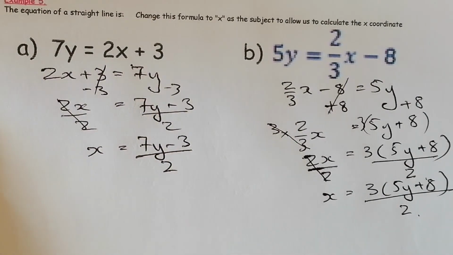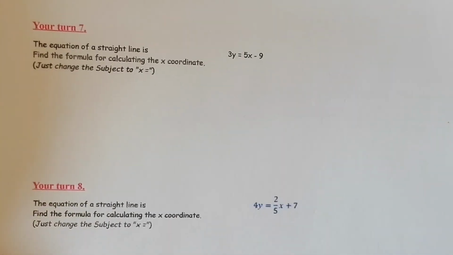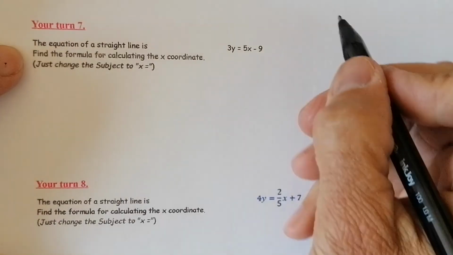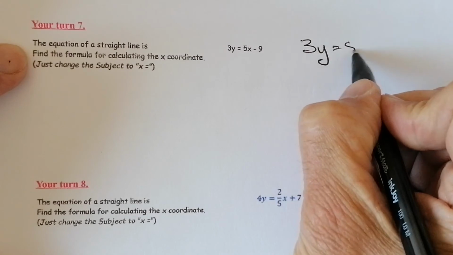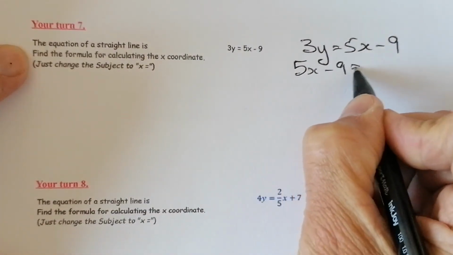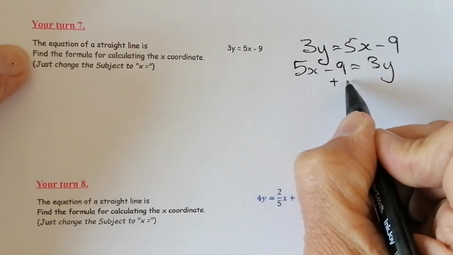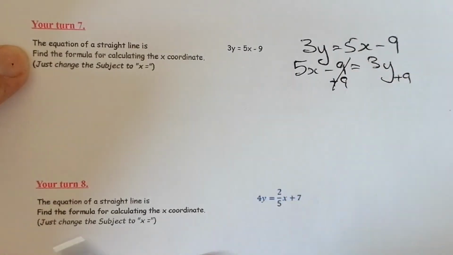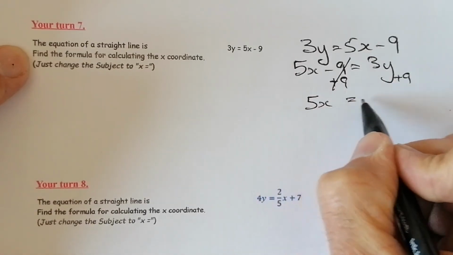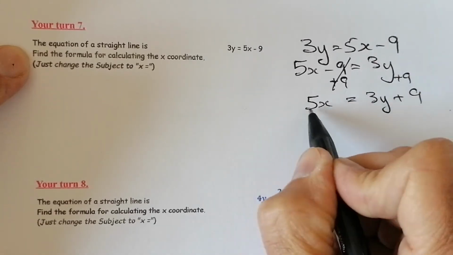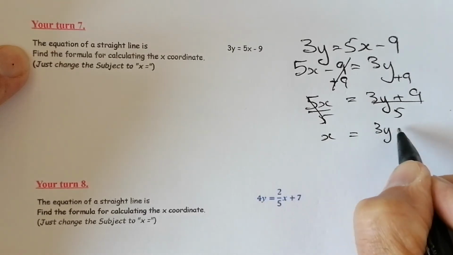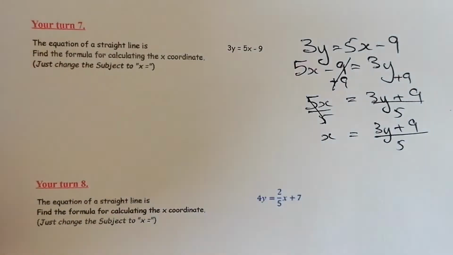Okay, 2 more for you to try, so just freeze the video and try them. I'm just going to go ahead and do them right away. So for the equation of a straight line here, I've got 3y equals 5x minus 9. I'm going to change it around: 5x minus 9 equals 3y. I'm going to get rid of that 9 by adding 9 to both sides. That will eliminate it, so minus 9 plus 9 equals 0, leaving 5x equals 3y plus 9. I'll divide both sides by 5. That will cancel these and leaves me with x equals 3y plus 9 all divided by 5.